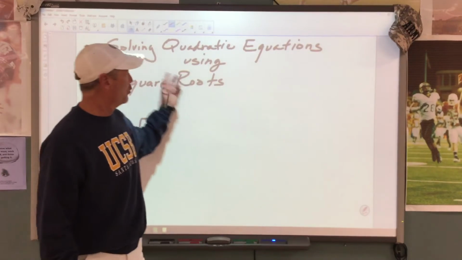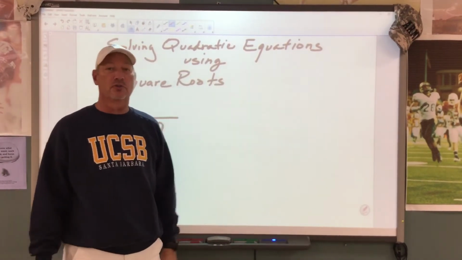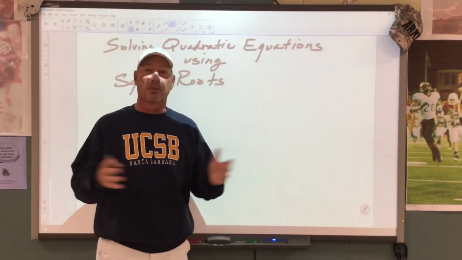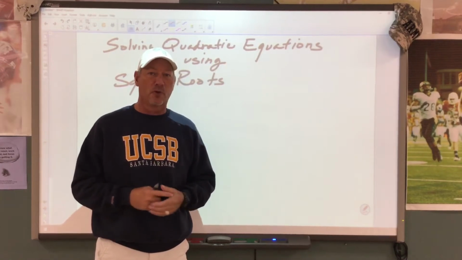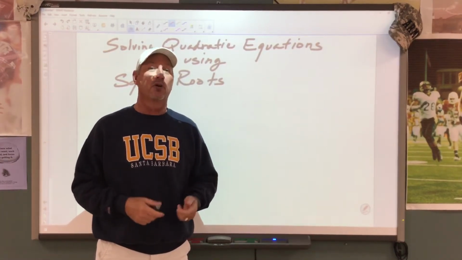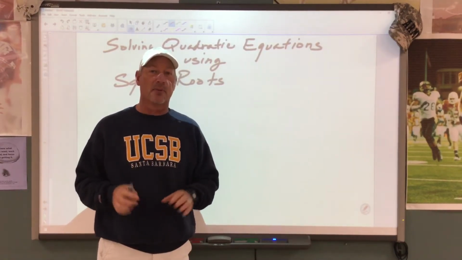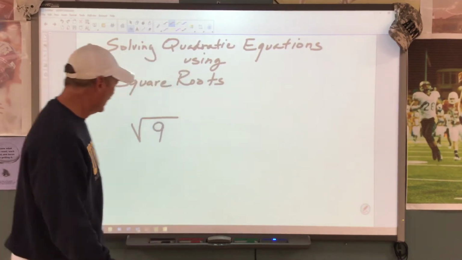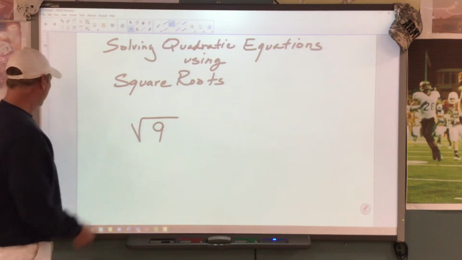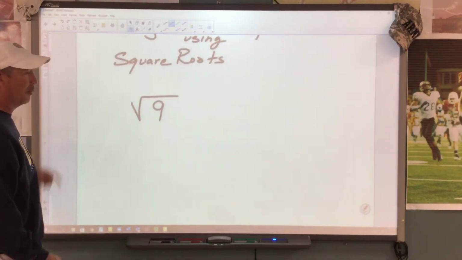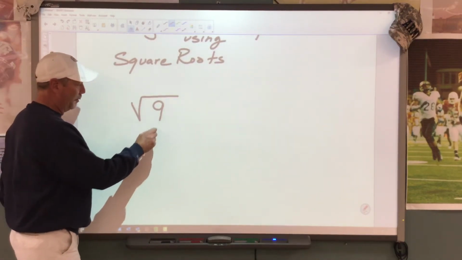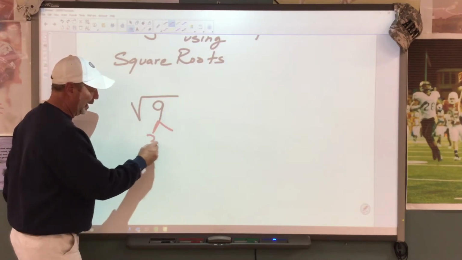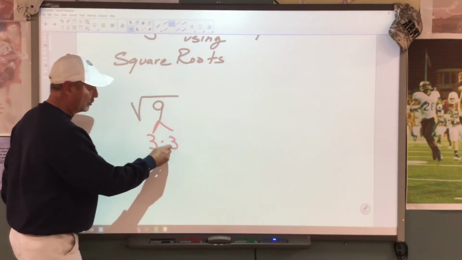Today we're going to solve quadratic equations using square roots. It's going to be a lot of little bitty things that we need to focus on. But first, we're going to take a step back in time to make sure you understand how to simplify a radical. Okay? If I give you the square root of 9, what I need you to notice or remember is where this came from. The square root of 9 came from 3 times 3.